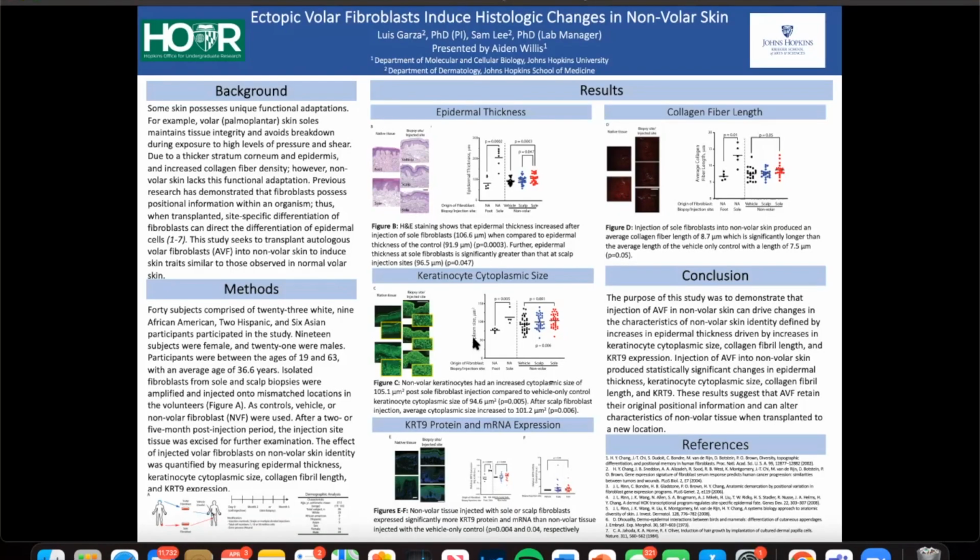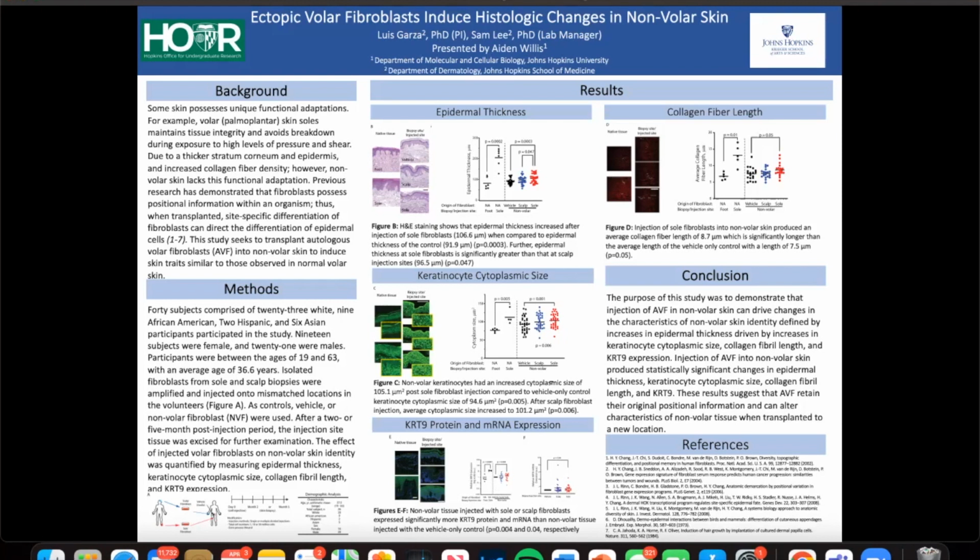Next, I'd like to discuss keratin 9 protein and mRNA expression. We were interested in the keratin 9 protein and mRNA because previous research has actually demonstrated that keratin 9 is actually controlled by dermal fibroblasts. Therefore, if we were to observe increased fibroblast activity, this should be correlated with increased keratin 9 expression in the injection sites. And again, in line with our previous results, we found that non-volar tissue injected with sole or scalp fibroblasts express significantly more keratin 9 protein and mRNA than non-volar tissue.